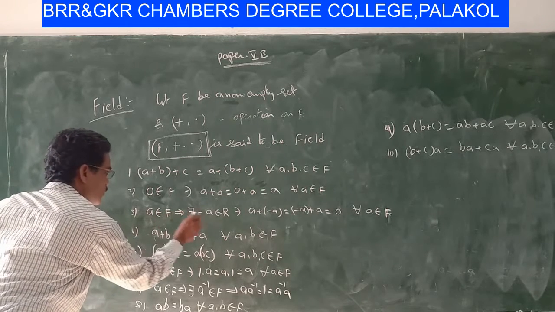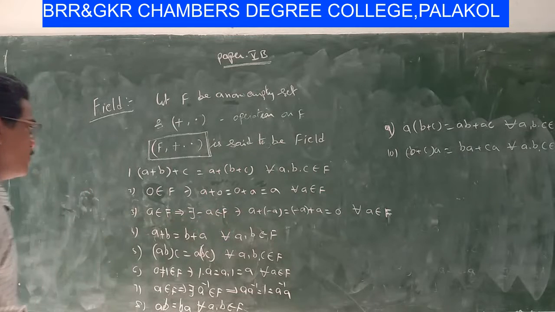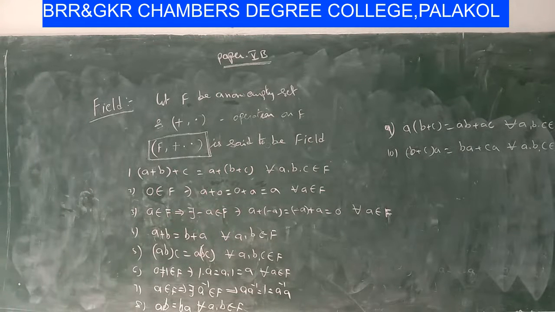Some a belongs to F implies there exists minus a belongs to F such that a plus minus a equals minus a plus a equals 0 for all a belongs to F. Next, the fourth one is a plus b equals b plus a for all a, b belongs to F. The fifth one is (ab) into c equals a into (bc) for all a, b, c belongs to F.